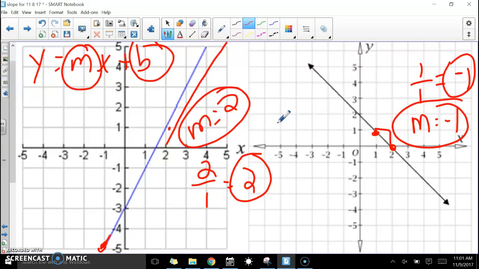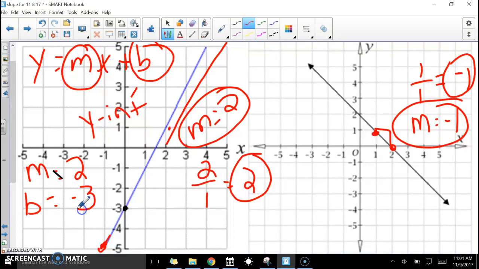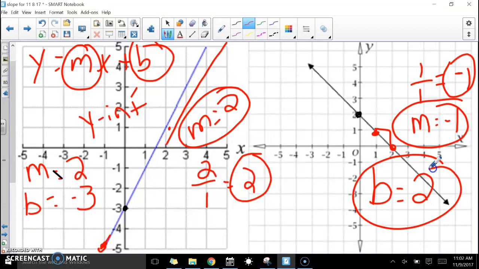B is your y-intercept. So in this case, on this graph, my y-intercept is negative 3. So my m equals 2, and my y-intercept is negative 3. For this graph, m equals negative 1, and my y-intercept is 2. So b equals 2. That's all it is. We're finding m and b.